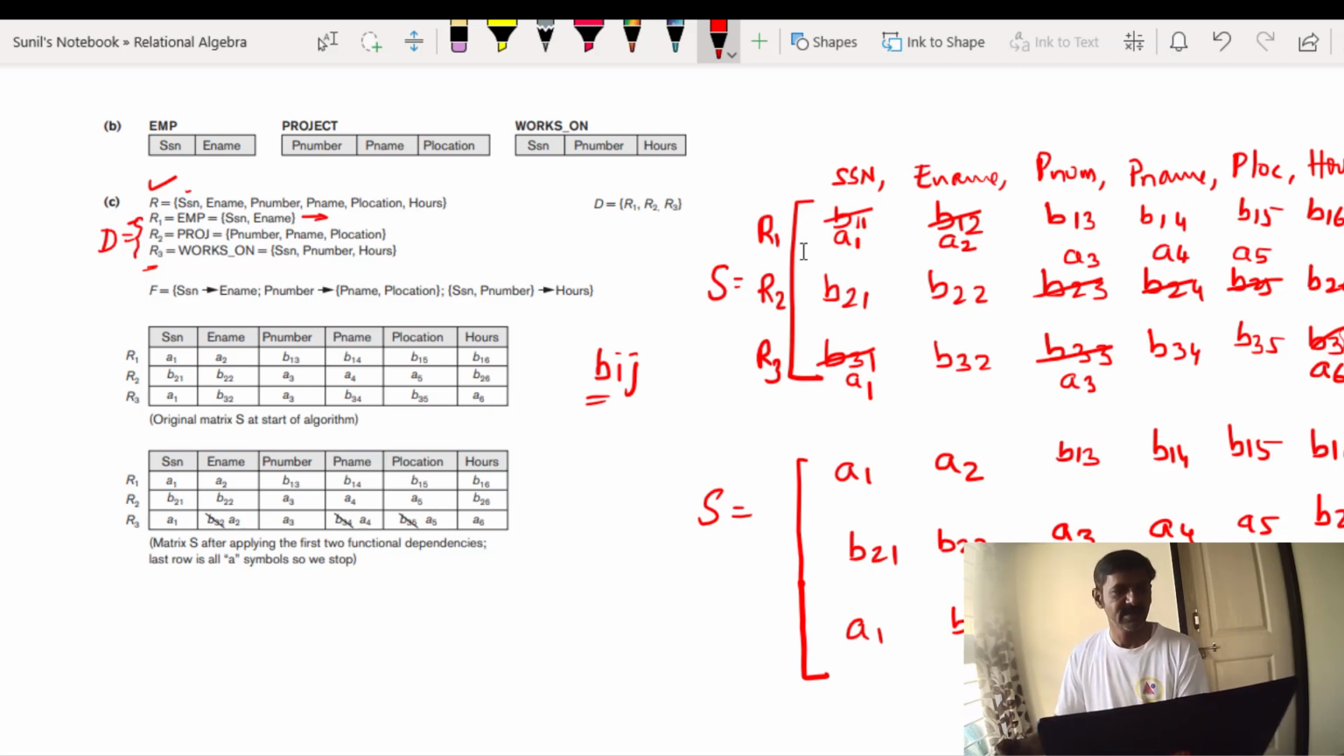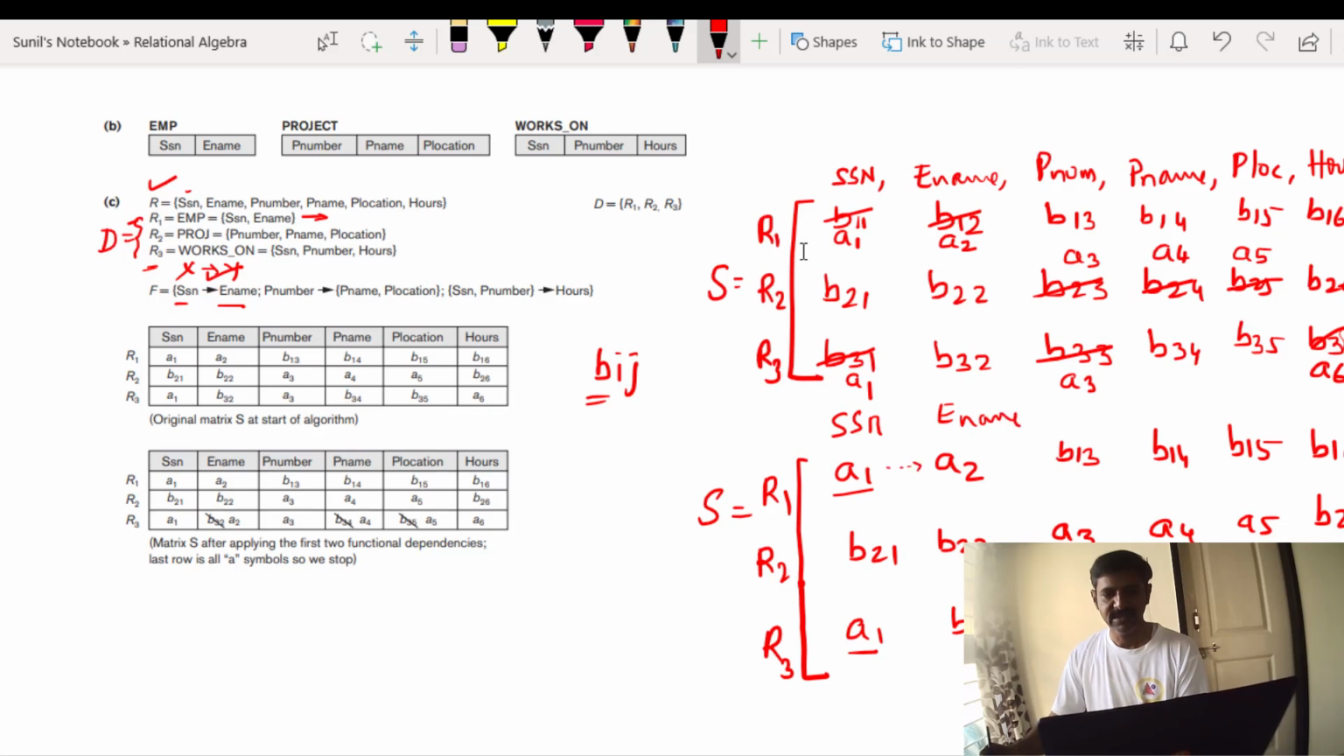However, we have to follow the next step, which is very important. Take each functional dependency X to Y, for example, SSN to ename. Under the SSN column, you find any two rows which have the same A value. So you'll see that R1 and R3 have the same A values. And what is the corresponding Y here? Assuming this to be of the form X to Y, Y is ename. That is the second column here, which is ename.